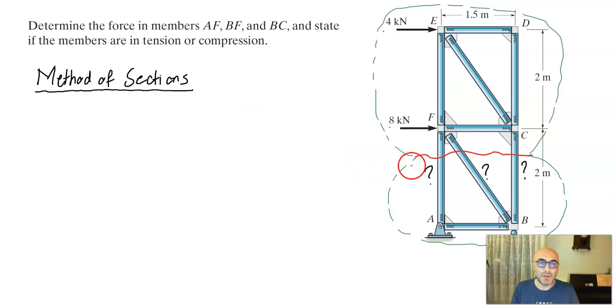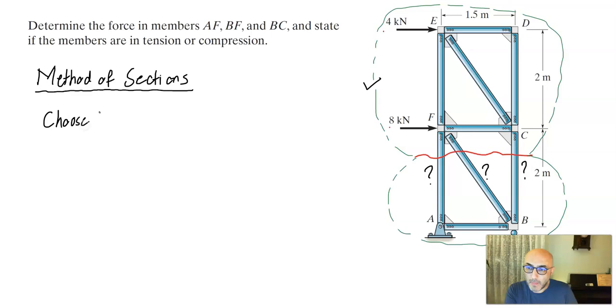Okay, so we need to decide up or down. Considering these support reactions, we need to find the support reactions. If we decide to use the lower portion of the cut, then this means that we will need to find the support reactions here. But if we use the upper portion of the cut, then we will not have to find any support reactions. So in this case, let's go ahead and choose the upper portion. Okay, so we use the upper portion.